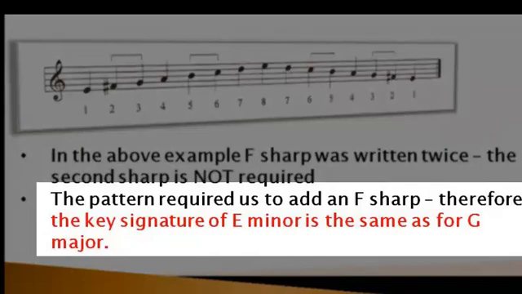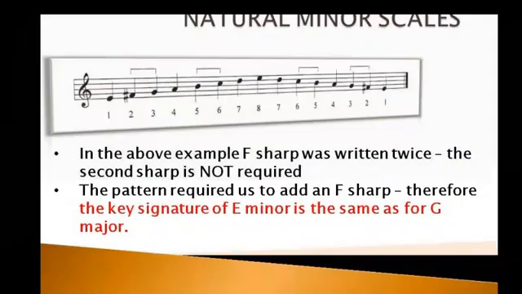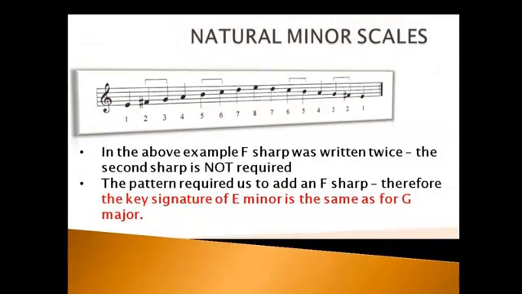If we were to write a key signature for E minor, it's the same as the key signature for G major. It has an F sharp. There are no key signatures for minor keys. All minor keys or all minor scales borrow from the major keys. In this case, E minor is borrowing G major's key signature. E minor and G major are relatives because they have the same key signature.